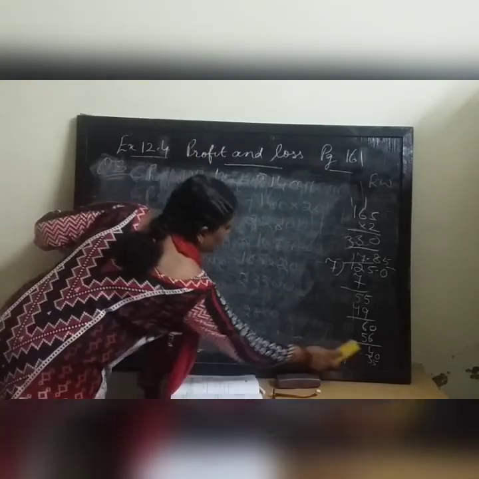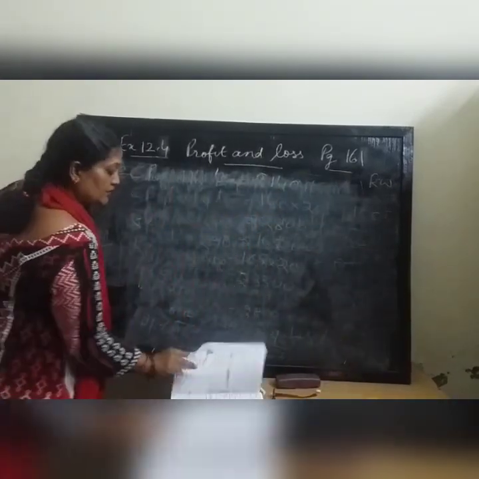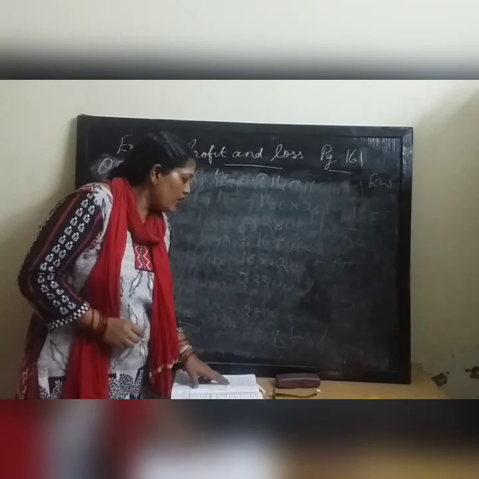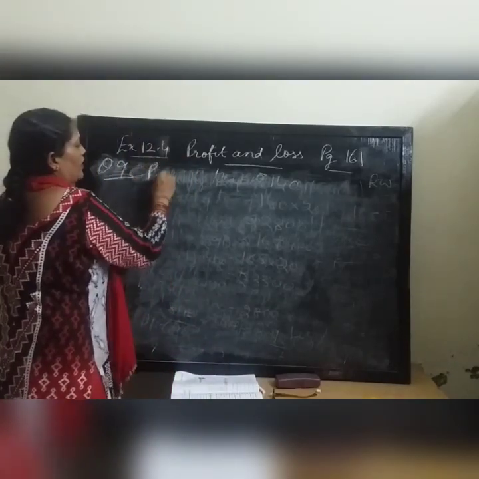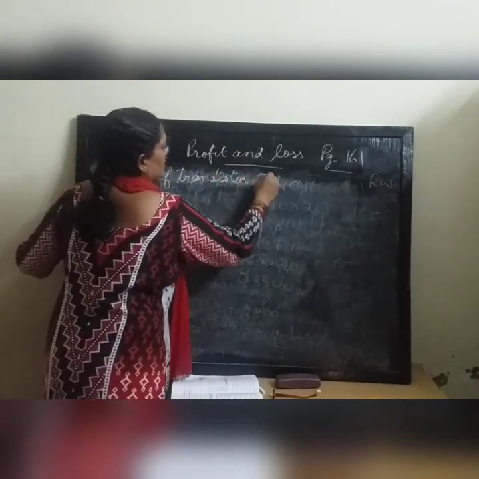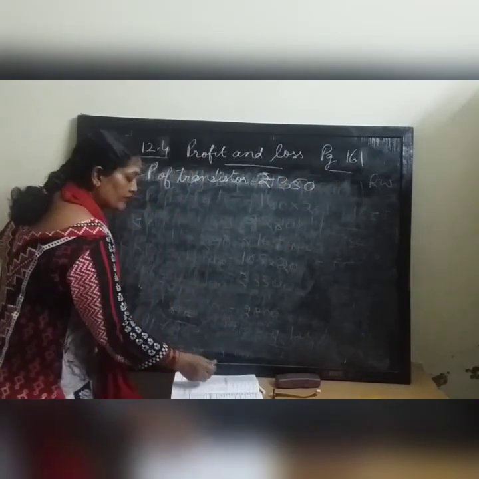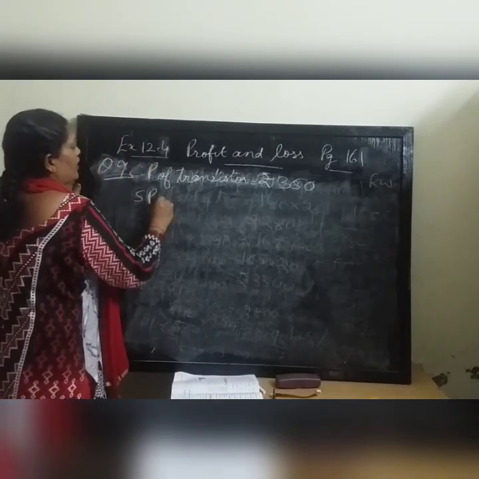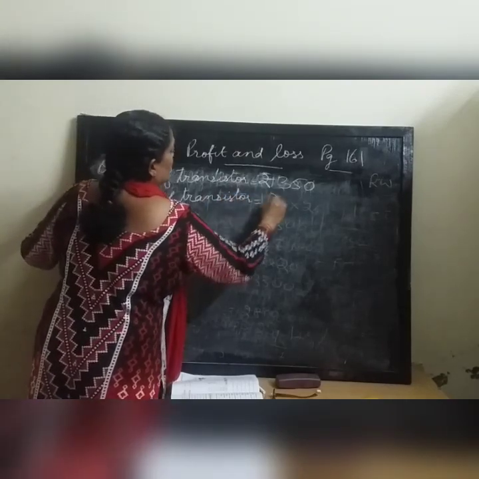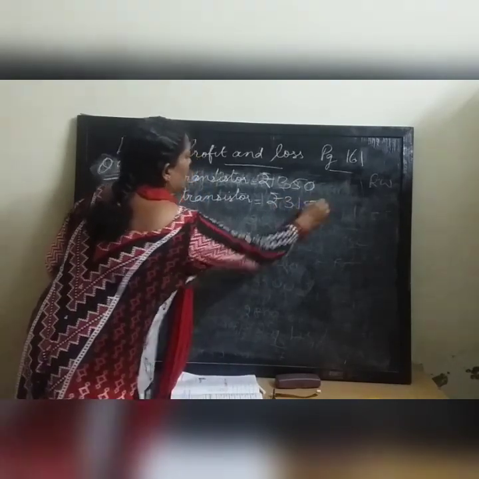Now come to question number 9, the last question of this exercise. A transistor was bought. Bought means cost price of transistor. Cost price of transistor is how much? Rupees 350. Then sold it. Selling price of transistor is rupees how much? Rupees 350. Now tell me, is there profit or loss?